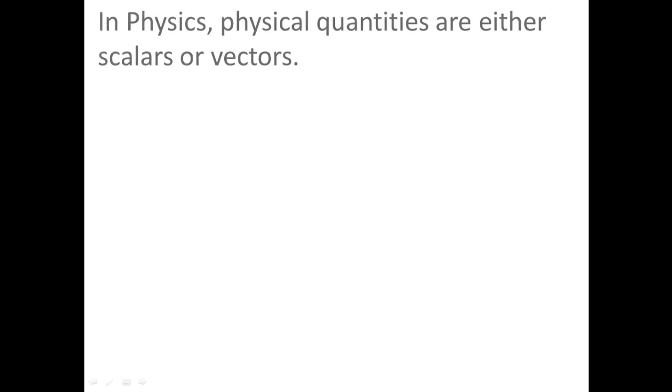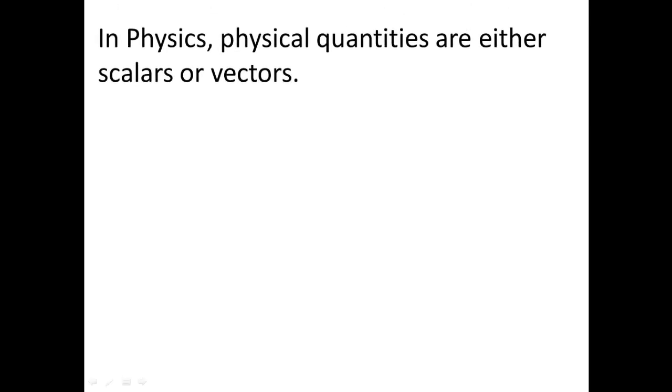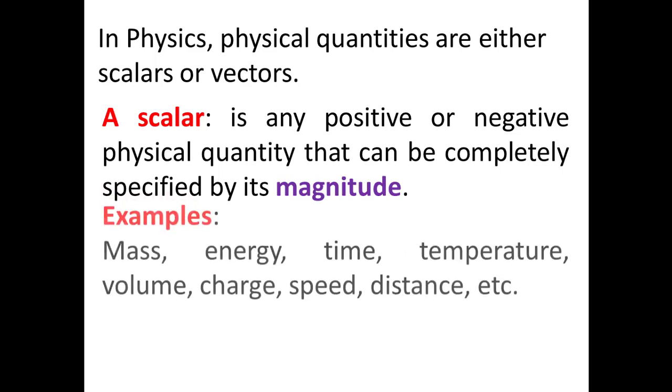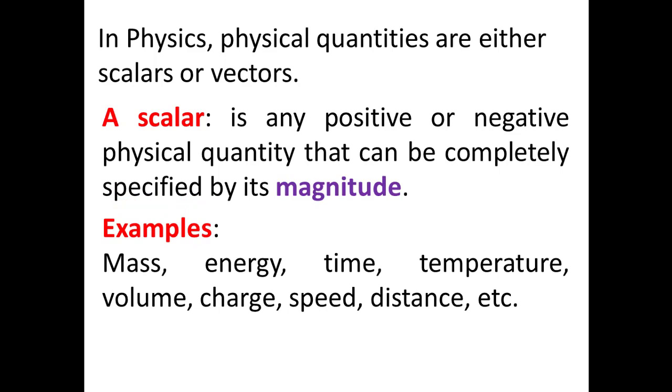In physics, physical quantities are either scalars or vectors. A scalar is any positive or negative physical quantity that can be completely specified by its magnitude. Examples of such physical quantities are mass, energy, time, temperature, volume, charge, speed, distance, and so on.